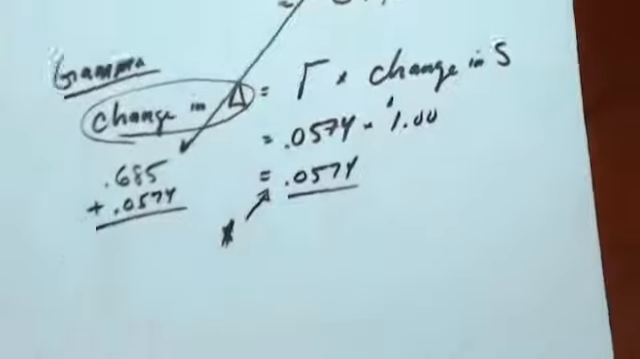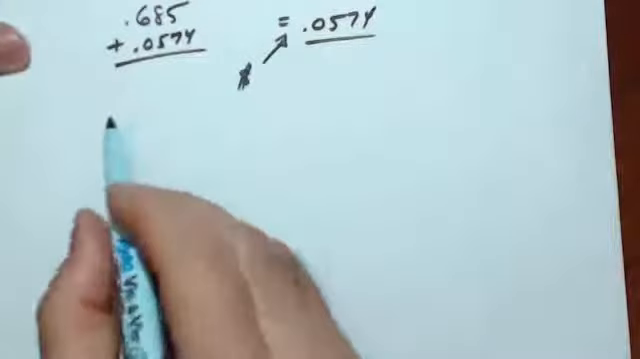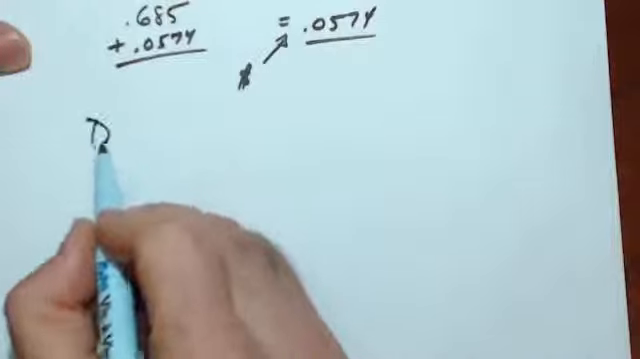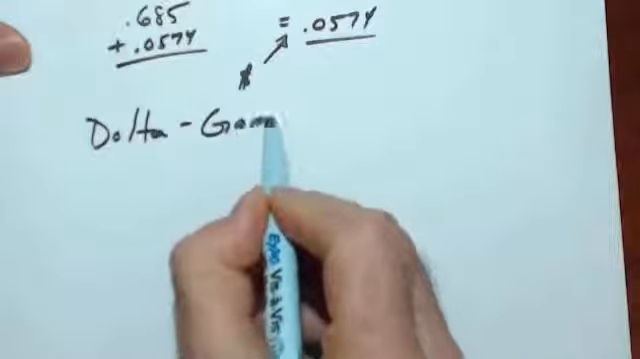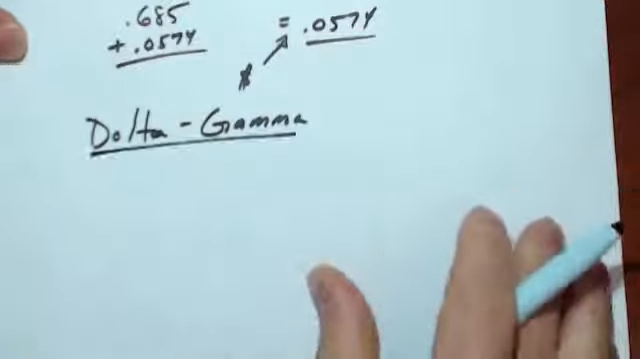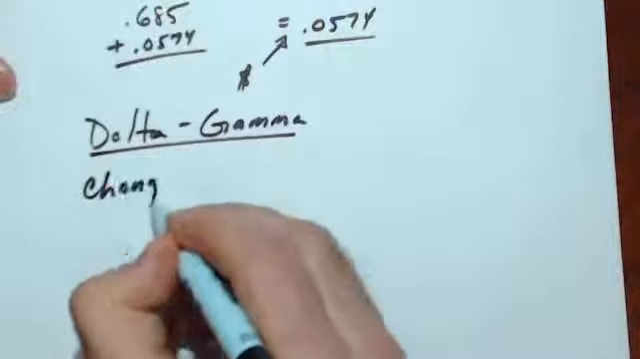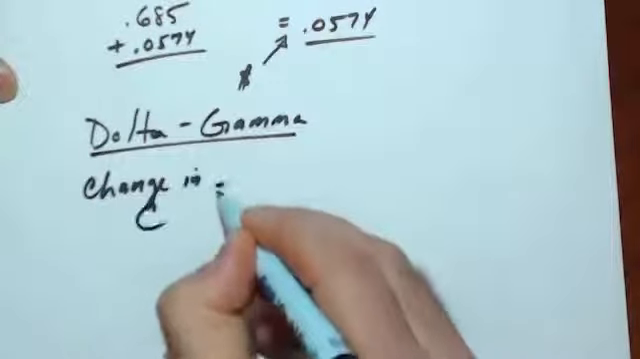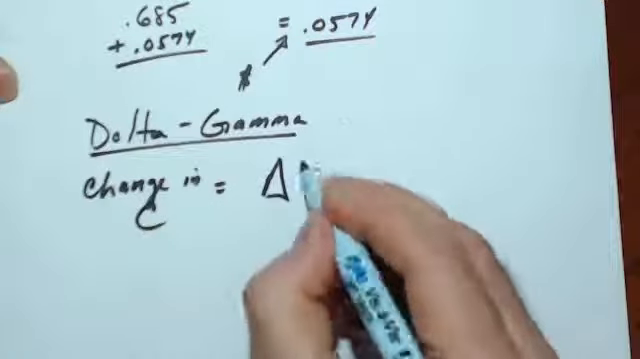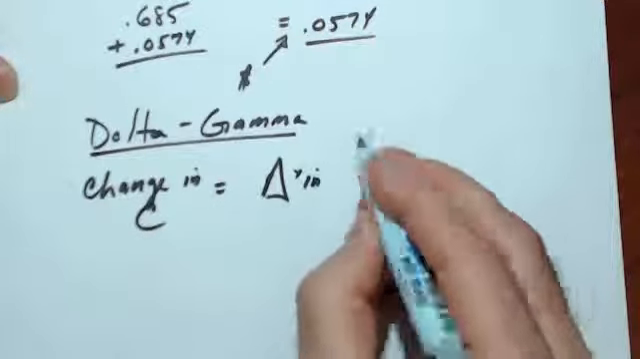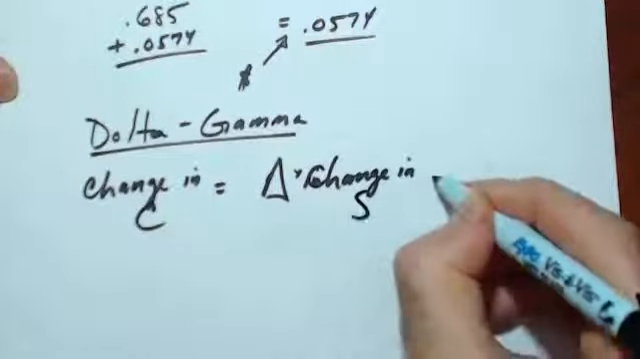Okay. Now, it's helpful, and you'll get some insight with delta gamma effects. And so what I'm saying is, let's look at the change in the call for a change in delta times the change in S.